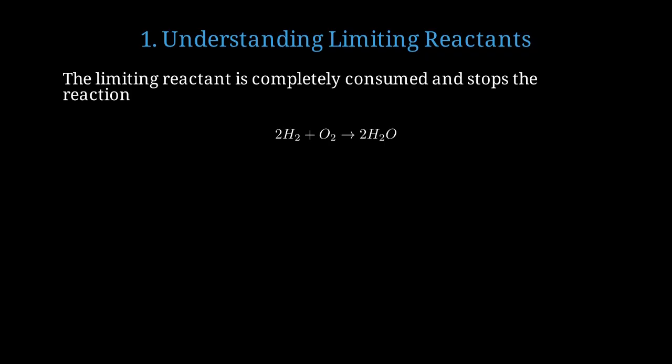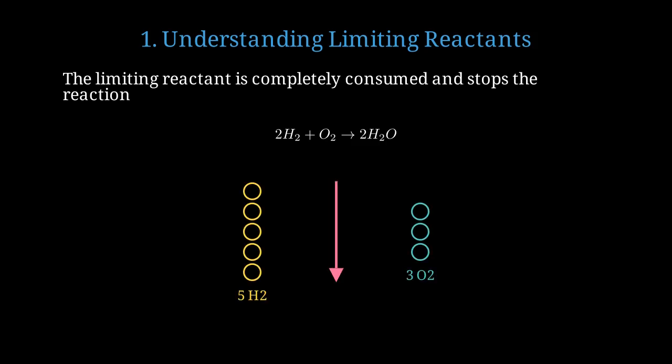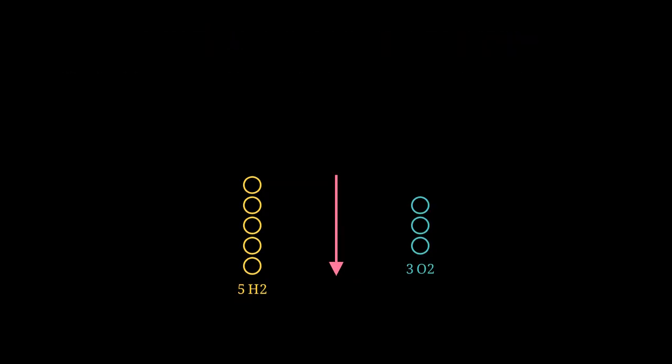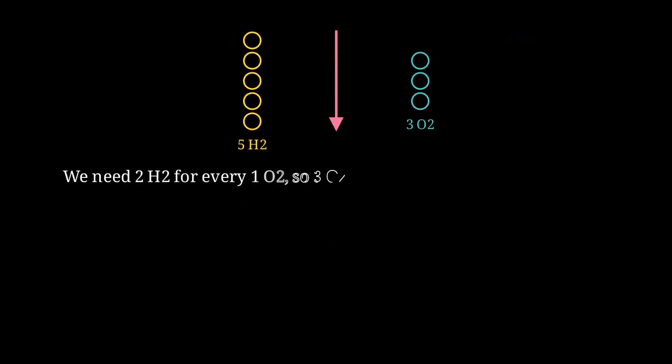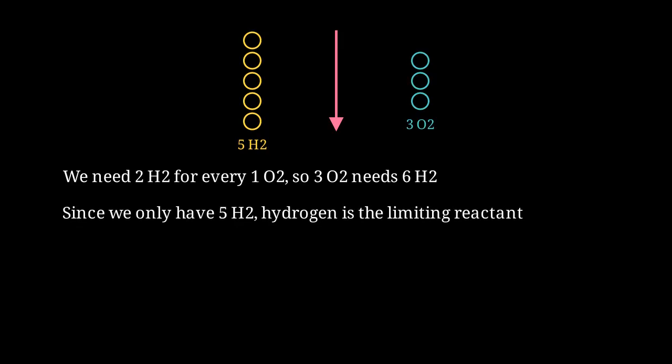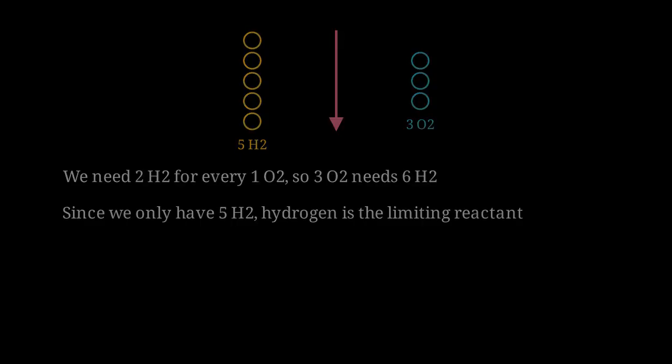Consider this reaction. 2 molecules of hydrogen plus 1 molecule of oxygen produces 2 molecules of water. If we have 5 molecules of H2 and 3 molecules of O2, which one runs out first? According to the ratio, 3 O2 molecules would need 6 H2 molecules to completely react. Since we only have 5 H2 molecules, hydrogen is our limiting reactant and will run out first.